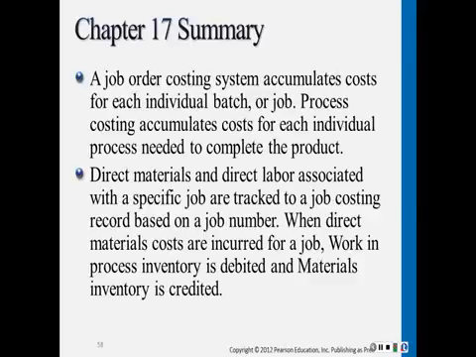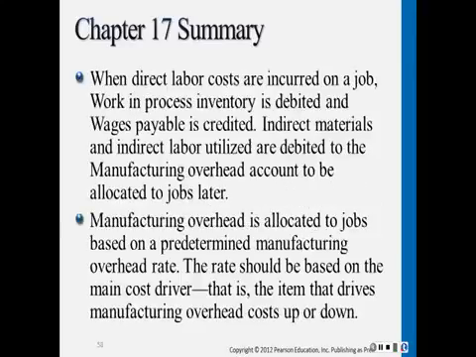Direct materials and direct labor associated with a specific job are tracked to a job costing record based on a job number. When direct material costs are incurred for a job, work in process inventory is debited and materials inventory is credited. When direct labor costs are incurred on a job, work in process inventory is debited and wages payable is credited. Indirect materials and indirect labor utilized are debited to the manufacturing overhead account to be allocated to jobs later.